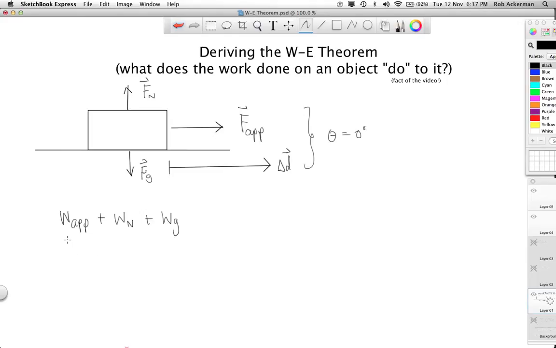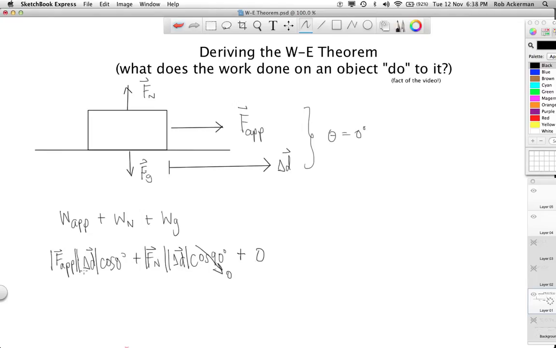Well, first of all, the applied force, we can use our regular formula. F applied delta D cosine of 0 degrees. The normal, on the other hand, that would be Fn delta D. And now, because the normal is perpendicular to the displacement, we're going to have cosine 90 degrees, which of course, the cosine of 90 is 0. So the normal force does no work. And in fact, same goes with gravity, so I'm not even going to bother writing that in. I'm just going to save some time, and we'll write 0 there as well.